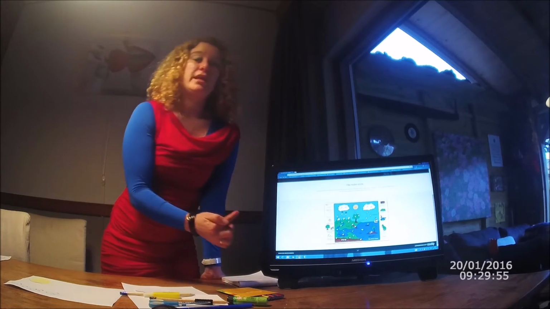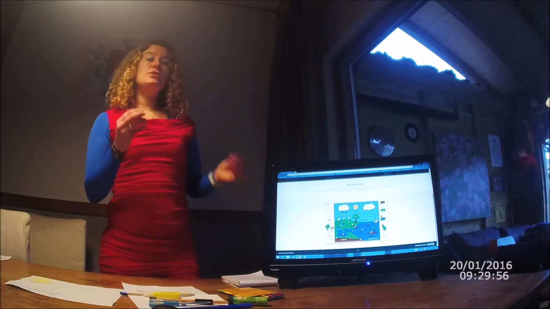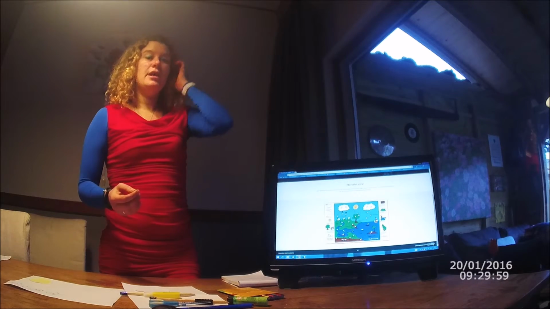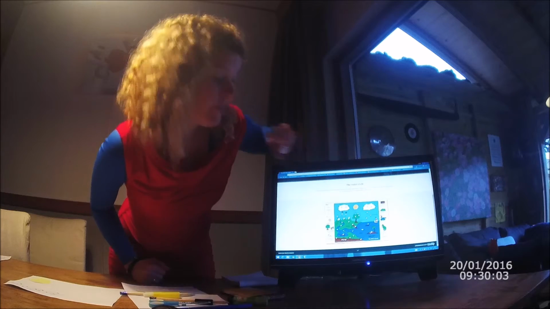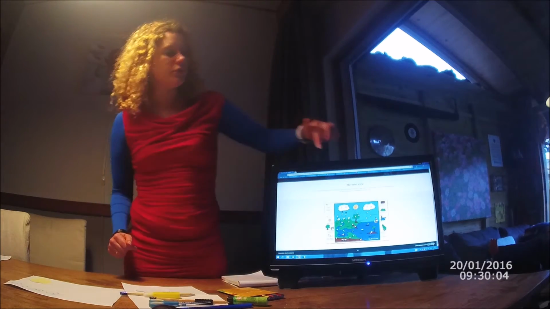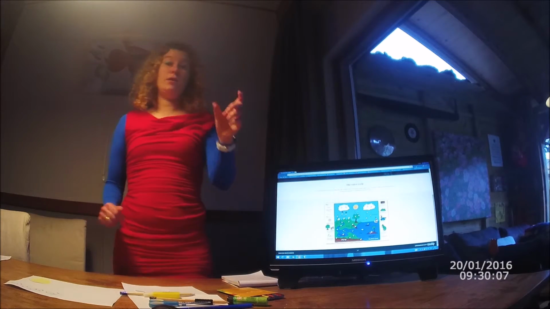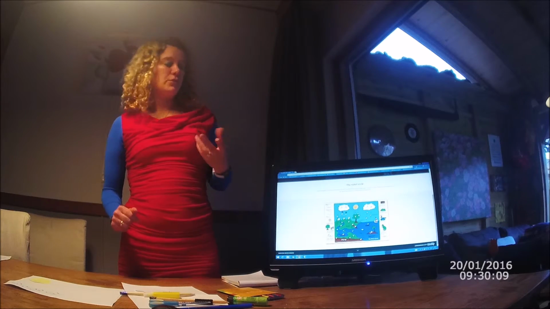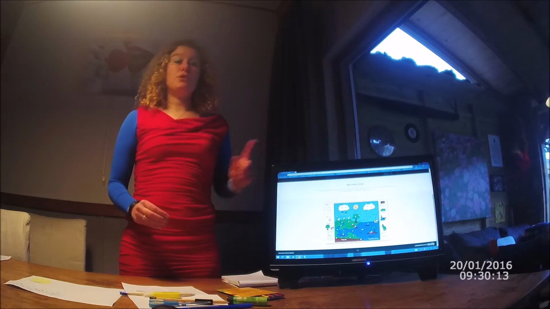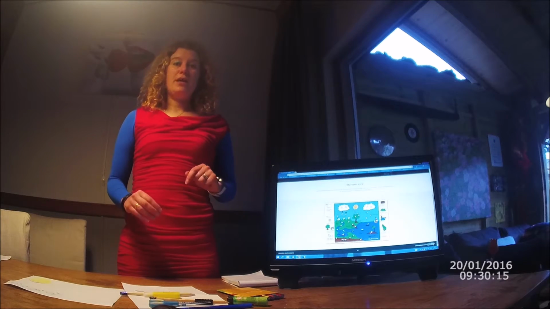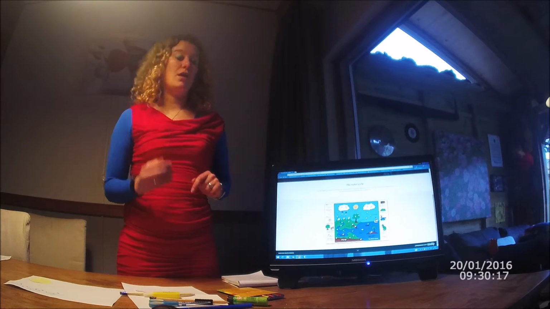All the terms are in English, so the children have to read English. A lot of terms are difficult for the children, such as evaporation, and they can look it up in a dictionary, but they also can ask me. Every child has his own computer with this program, and they are going through it alone.